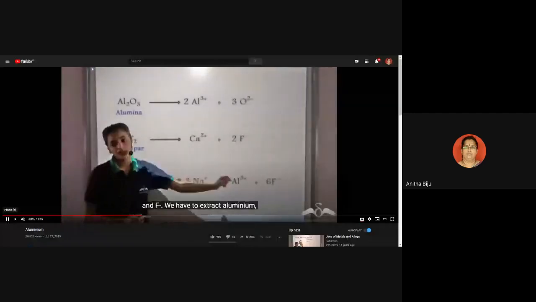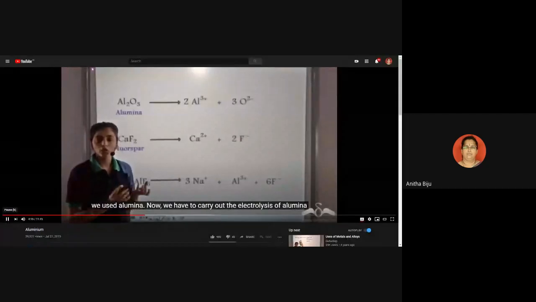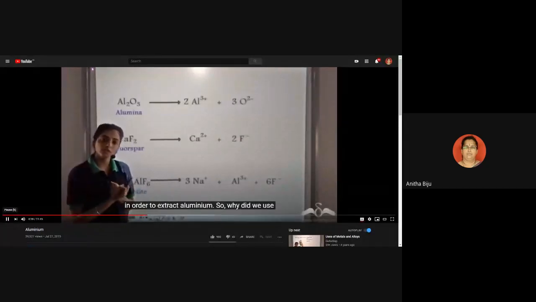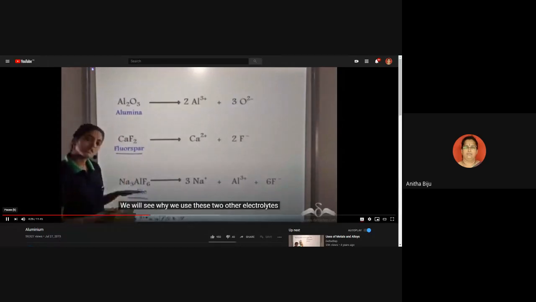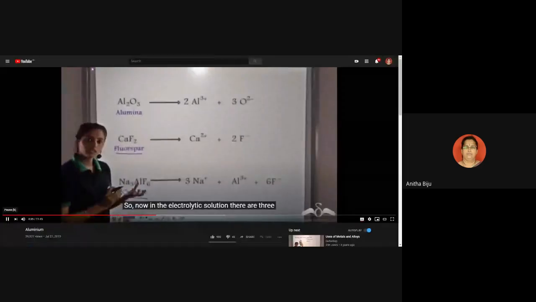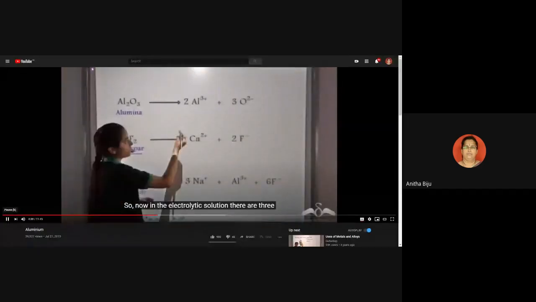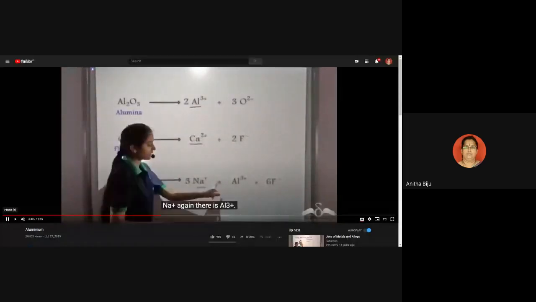We have to extract aluminium. We used alumina. Now we have to carry out the electrolysis of alumina in order to extract aluminium. So why did we use these two other electrolytes? We'll see why we use these two other electrolytes. But right now, electrolysis was carried out by using these three electrolytes. So now in the electrolytic solution, there are three positive ions, Al3 plus, Ca2 plus and Na plus. Again, there is Al3 plus. So there are three cations.